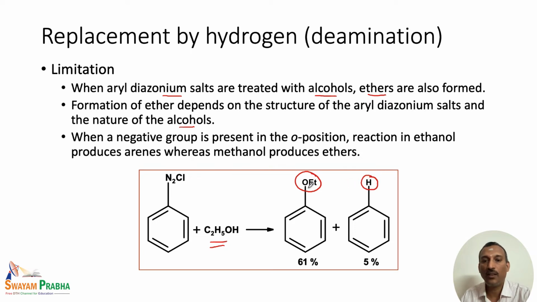So, this reaction has to be carried out very carefully. We have to choose the right diazonium salt and the right alcohol to make this reaction effective and get only the deaminated product. Otherwise, we end up with the ether, which is the unwanted side product. And of course, when a negative group is present in the ortho position, the reaction in ethanol produces arenes, whereas the reaction with methanol produces ether. So again, the choice of solvent is very important. The nature of the alcohol also plays a vital role in whether an ether or a normal aromatic compound is formed by the deamination reaction.